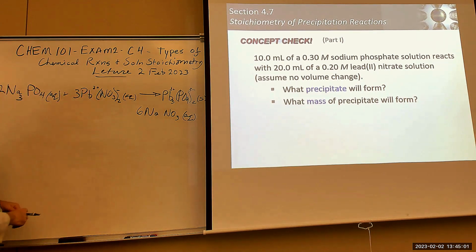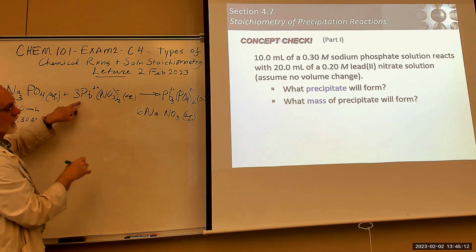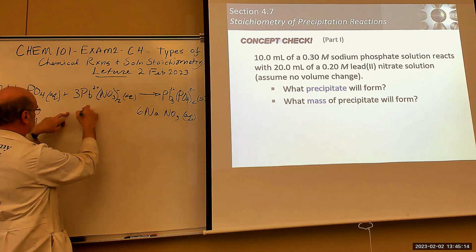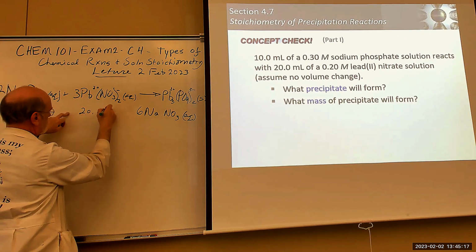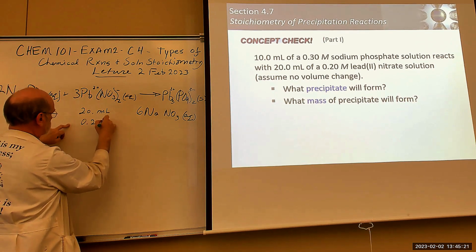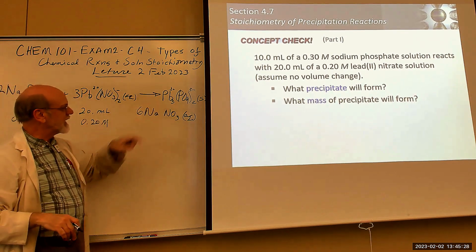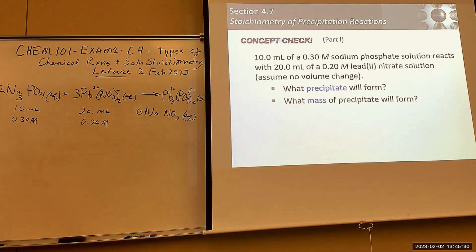We can put the rest of that information in. 10 milliliters of 0.3 molar are reacted with 20 milliliters of 0.2 molar. Okay. What precipitate forms? We've already answered that. Lead 2 phosphate actually forms.